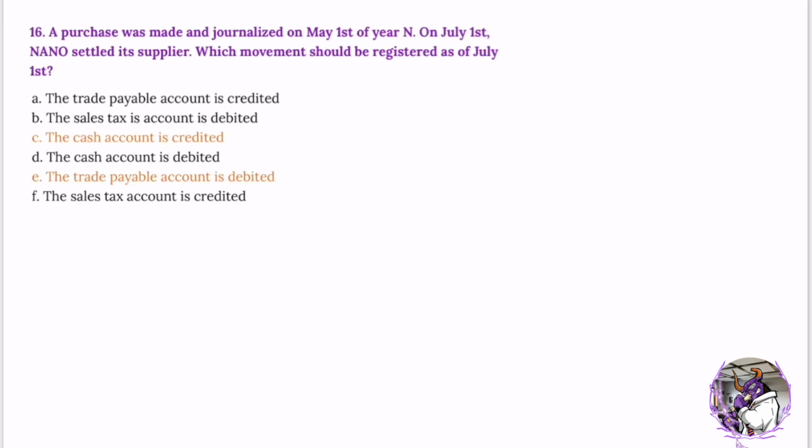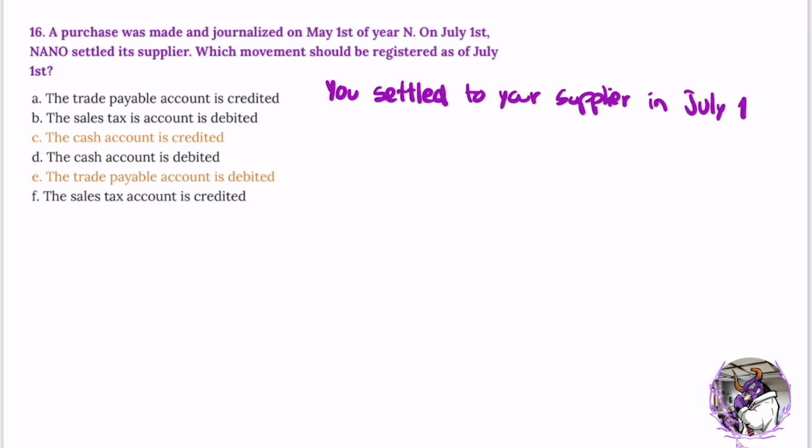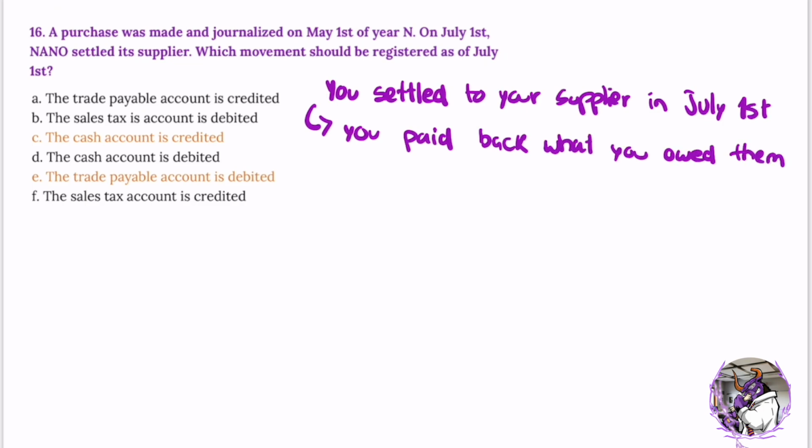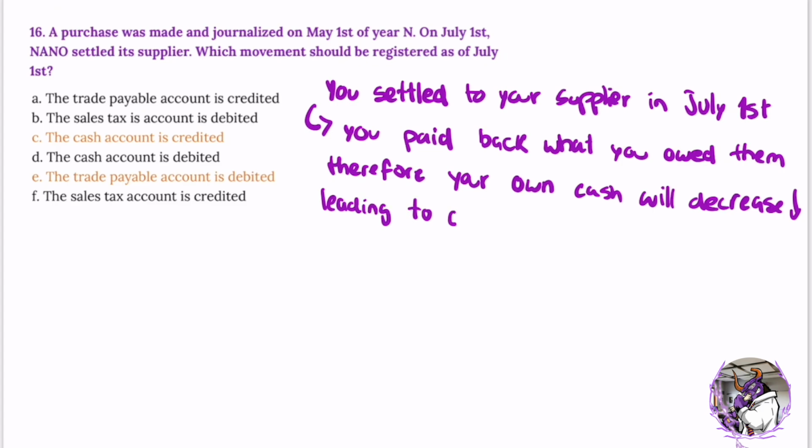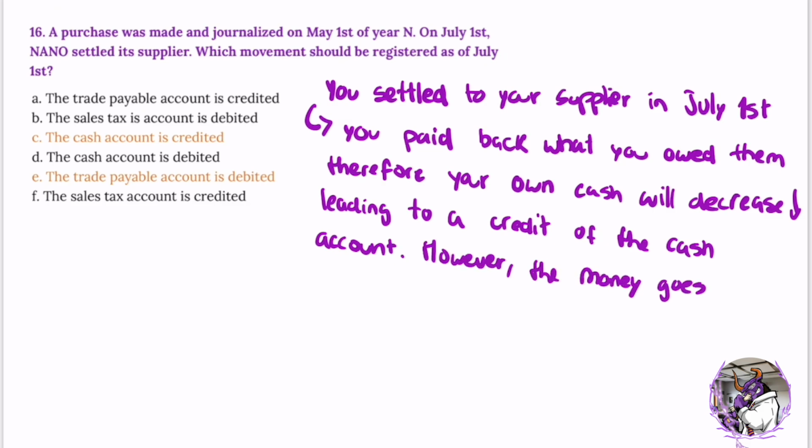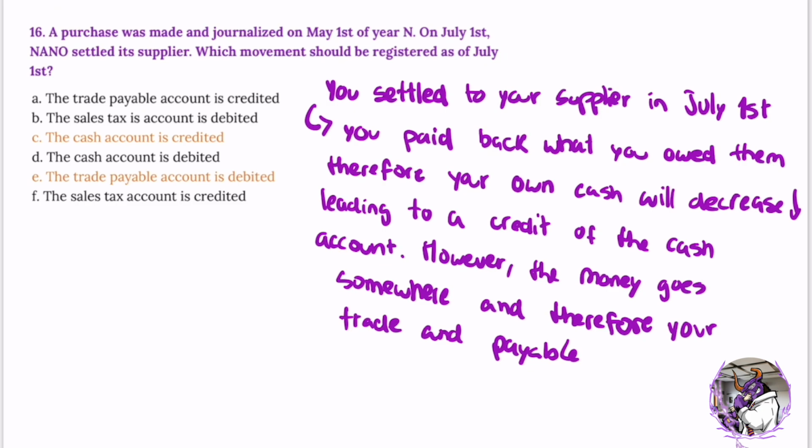Question 16. A purchase was made and journalized on May 1st of year end. On July 1st, Nano settled its supplier. Which movement should be registered as of July 1st? So the correct answers are C and E. The cash account is credited and the trade payable account is debited. Because you settled your supplier on July 1st, you paid back what you owe them. Therefore, your cash will decrease, leading to a credit of the cash account. However, the money goes somewhere, and therefore your trade payable account is going to be debited.